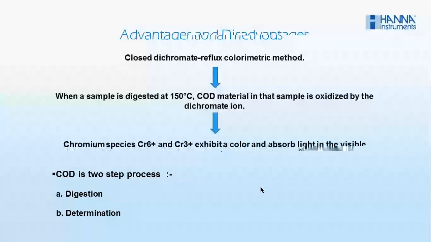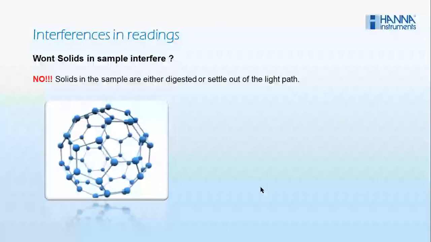Then there is the interference due to other solid matter that does not get digested. It will interfere when you are using the open reflux method, because when you shake the flask, it might interfere with the titration procedure. Whereas in the closed reflux method, the undigested part settles down at the bottom and will not interfere in the reading.